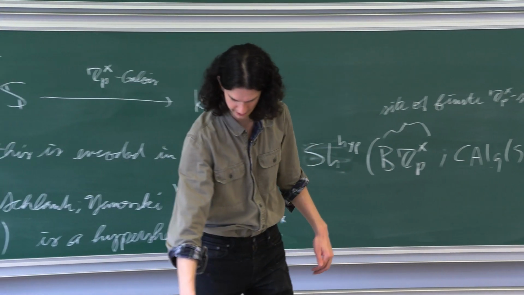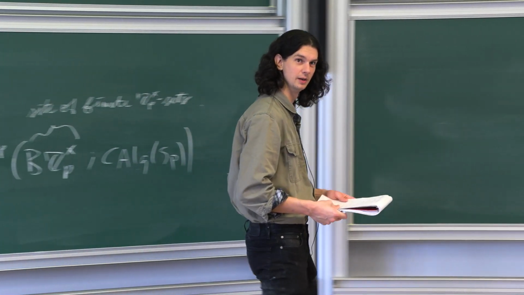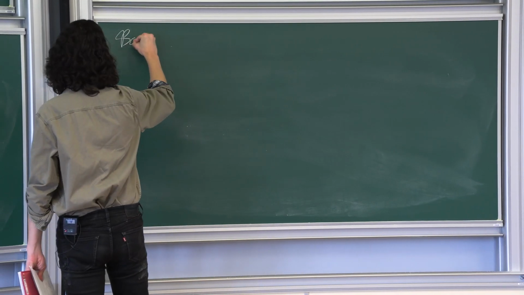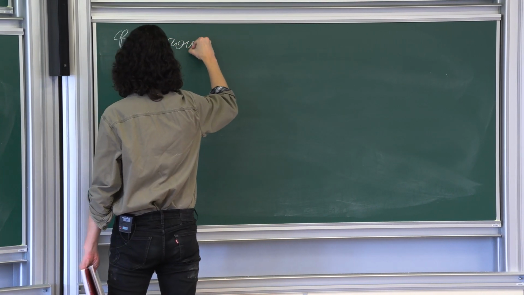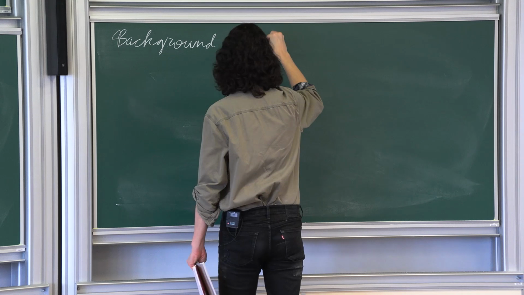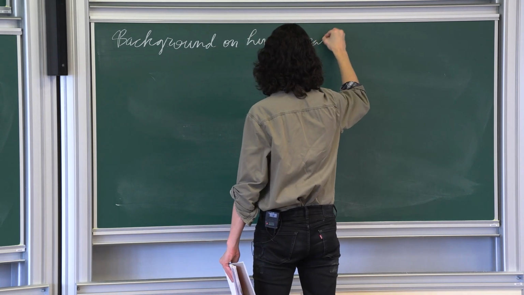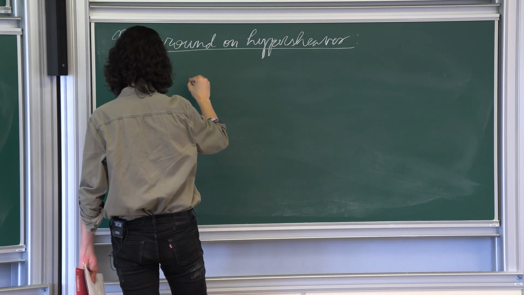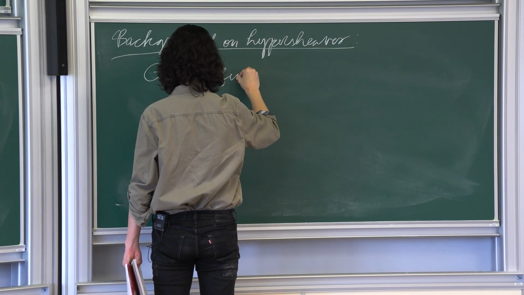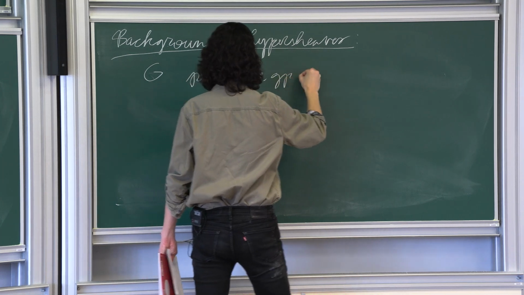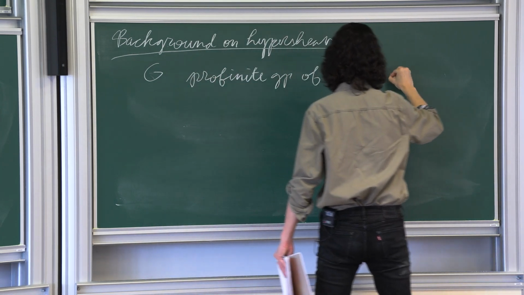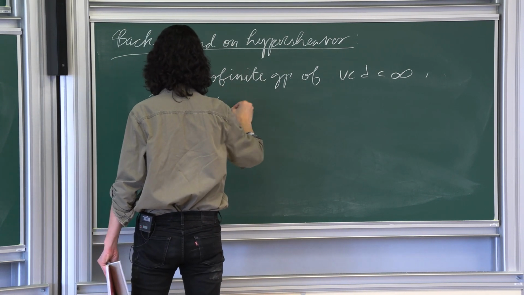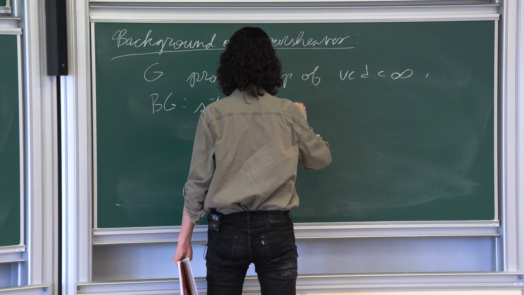Okay, so first, in preparation, I want to give a quick background on hypersheaves. In this context, let G be a profinite group of finite virtual cohomological dimension, and then BG is the site of finite G-sets.